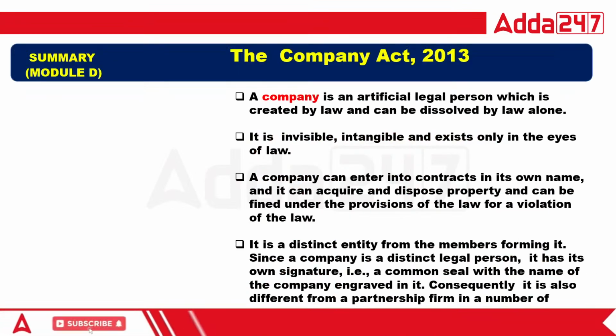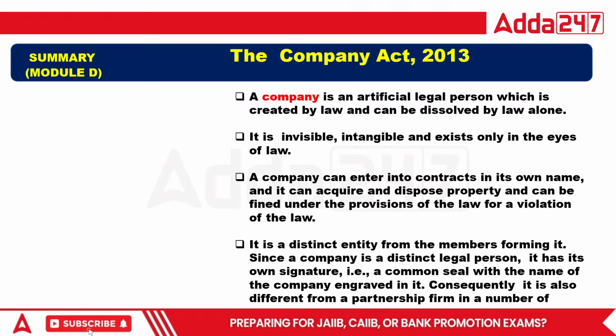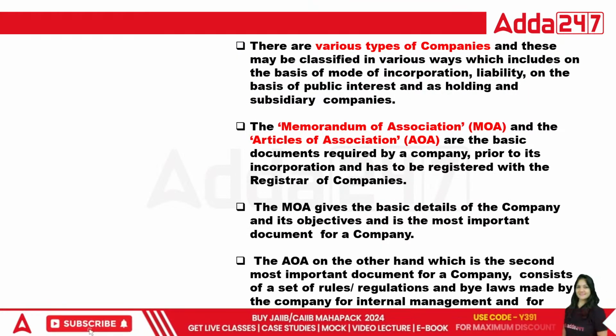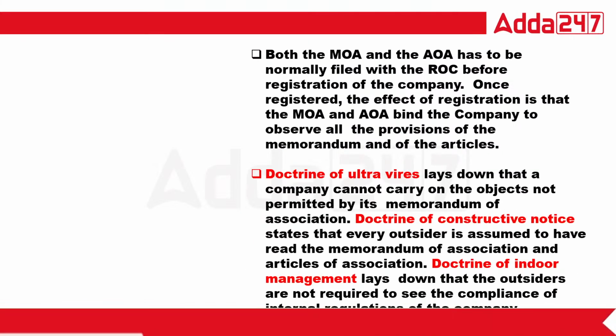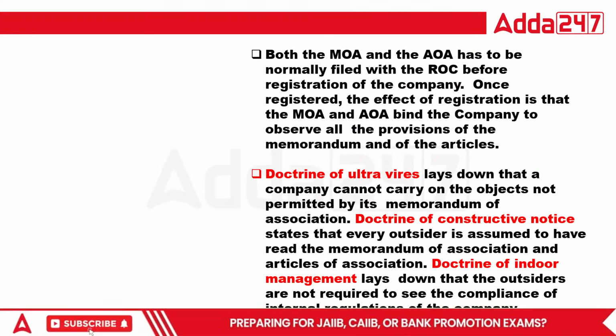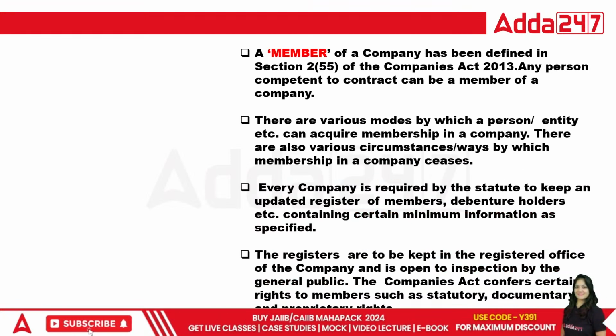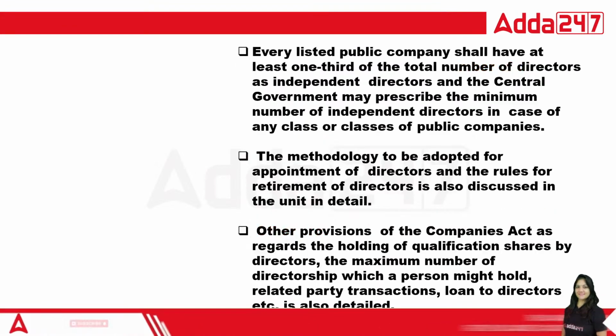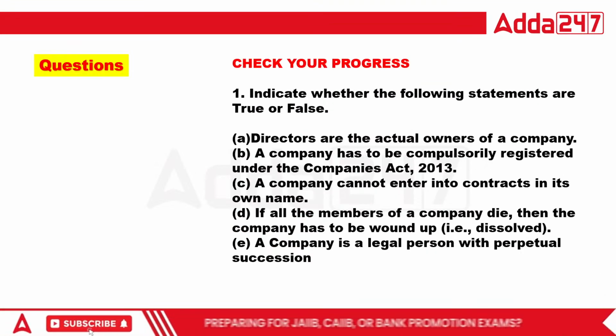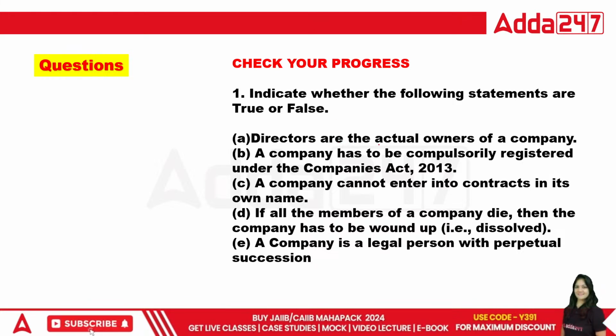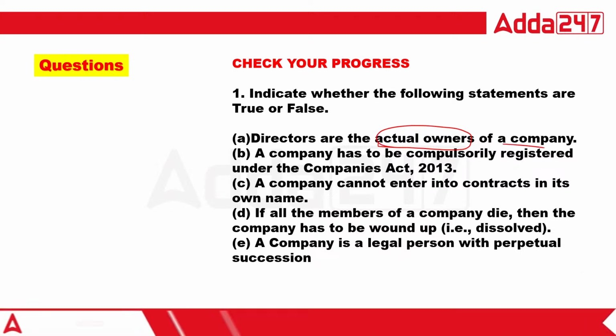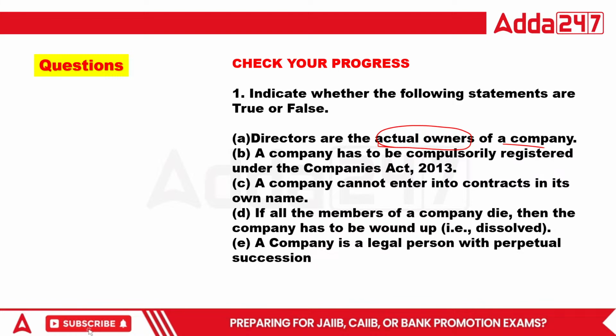Yesterday we did the definition of company, the various types of company, what is memorandum of association, what is articles of association, doctrine of ultra vires, constructive notice, what is indoor management, about member, prospectus, board of directors, etc. Now let's do the questions. Number one question: directors are the actual owner of a company? A very good question, and you have to give me the answer.